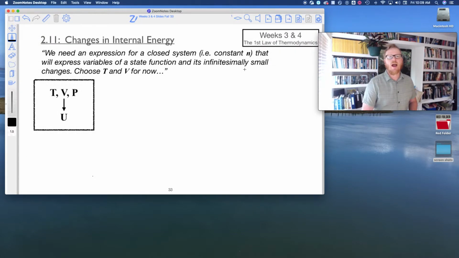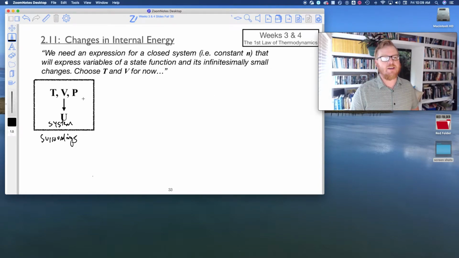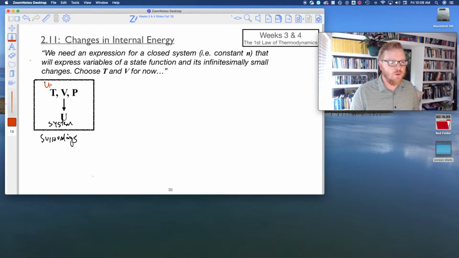Okay? So we're going to shift here, and we're going to start thinking about how we can express the internal energy in terms of its variables that will give it that exact differential expression. Okay? So here we have the system, and outside of the system, of course, are the surroundings. And here, saying T, V and P contribute to U is like saying U as a function of T, V, and P. We know that the internal energy is dependent on T, V, and P.